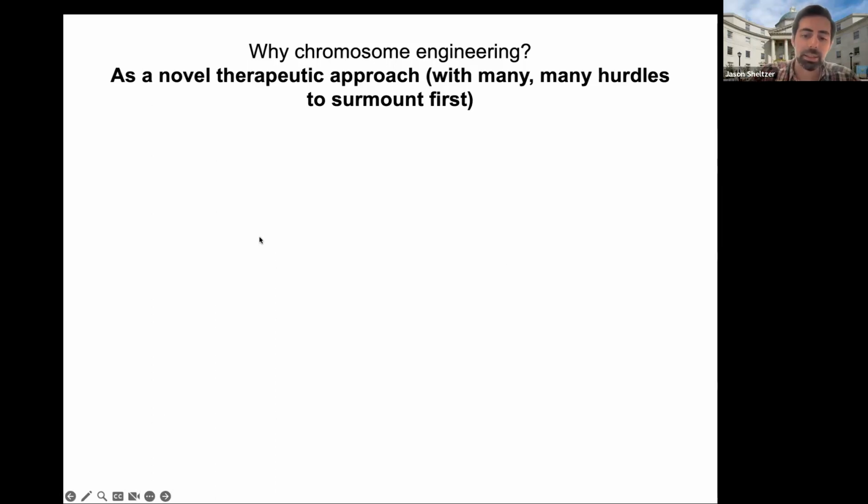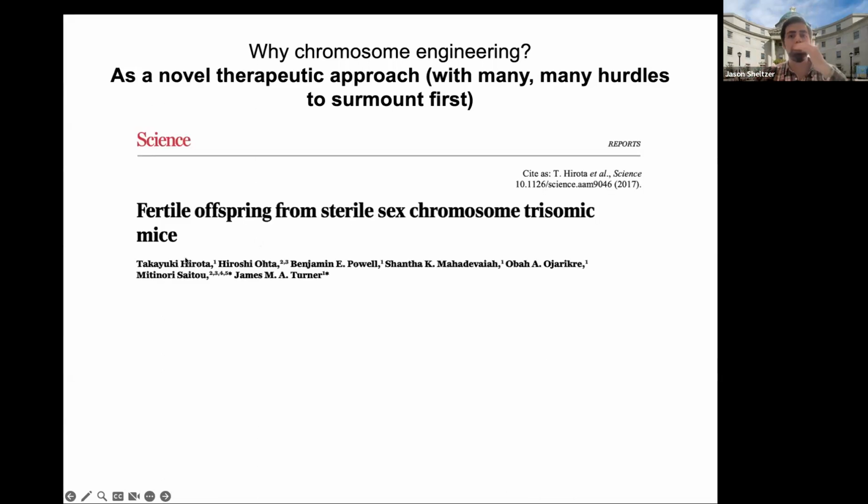And again, I think the most advanced examples here are from the case of Down syndrome caused by trisomy 21, and to show just a few examples of the progress that has been made in Down syndrome using chromosome therapy.